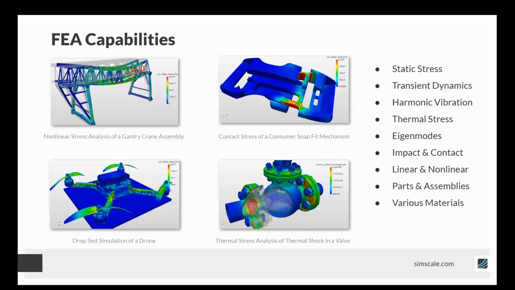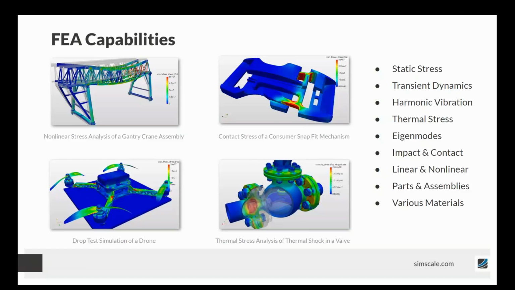Starting from the top left, we're looking at the nonlinear stresses leading to buckling or some phenomena like this of a gantry crane. To the top right, we're looking at a snap fit mechanism. This includes a non-linear type contact, and this is something that we can handle easily on the platform. So that's a non-linear static type analysis.